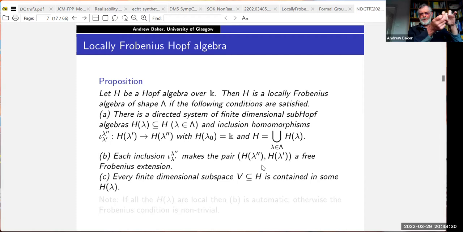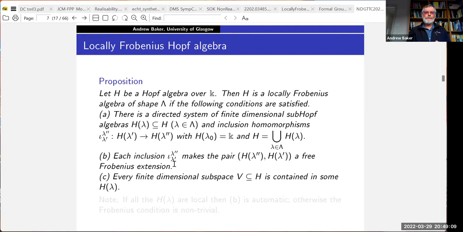Now the Frobenius extension condition isn't quite automatic. It is if all of these finite things are local rings. But in general, the Frobenius extension condition requires a little bit more than just sub-Hopf algebras, it turns out. So even in the Hopf algebra case, I need to put that in as a condition. But as I say, in the local case, you get it straight away anyway. So it's there, but maybe you don't need to insist on it.